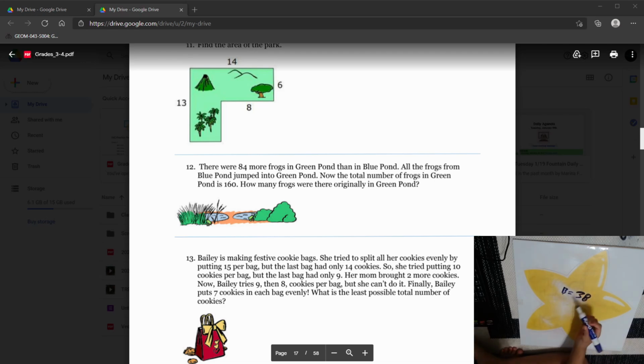And so now that you have 38, we know that green pond is 84 more. So green pond equals 84 more than blue pond. So that's 84 plus 38. And then what you get here is a 2, and then 8 plus 3 is 15, and then that's 162. So it's 162.